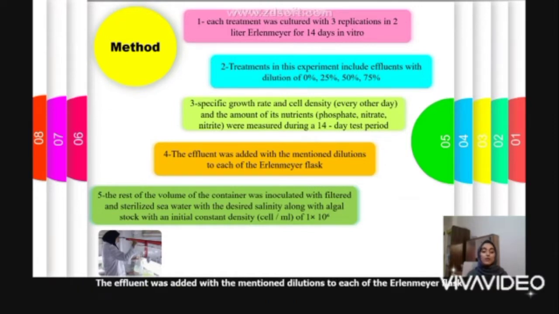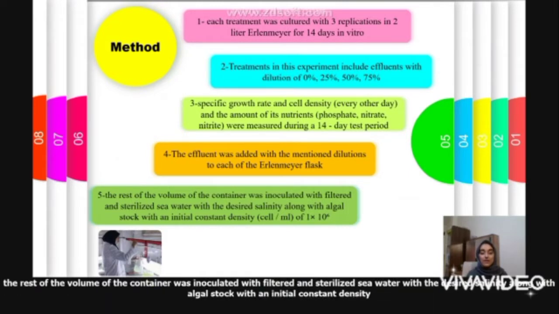The effluent was added with the mentioned dilution to each of the aluminum flasks. The rest of the volume of the container was inoculated with filtered and sterilized seawater with the desired salinity, along with algal stock at an initial constant density.